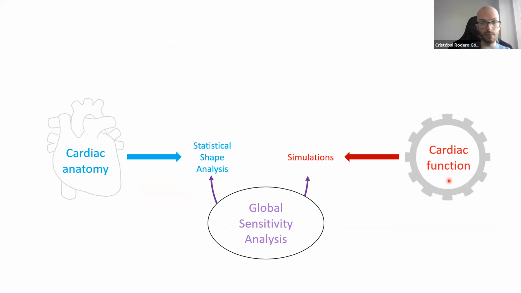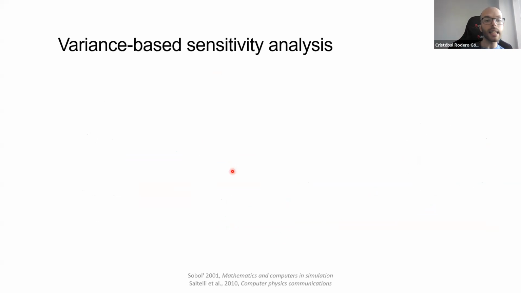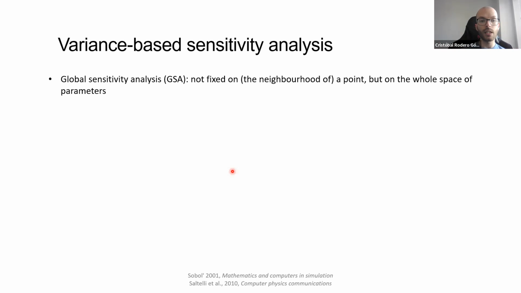Right, so once we have the simulations working and the anatomy described with the modes, then we can link it, and the idea is to use global sensitivity analysis. This is a type of variance-based sensitivity analysis. In any sensitivity analysis, the idea is to see how changes in the input affect the output of whichever function. Usually in a local sensitivity analysis, we move the input a bit and see how that affects the output. But the idea here is to see how changing all the parameters affects the variance of the output, rather than the specific change.